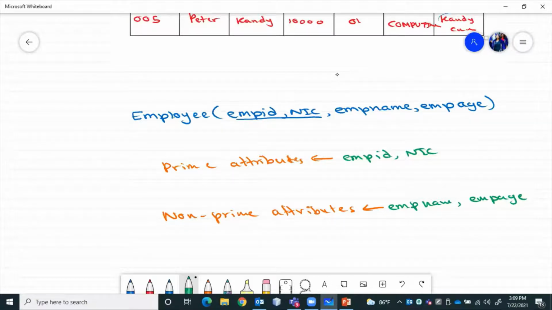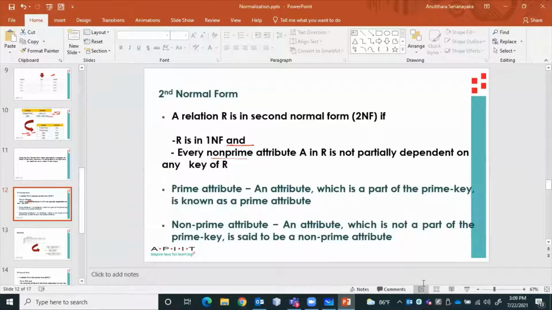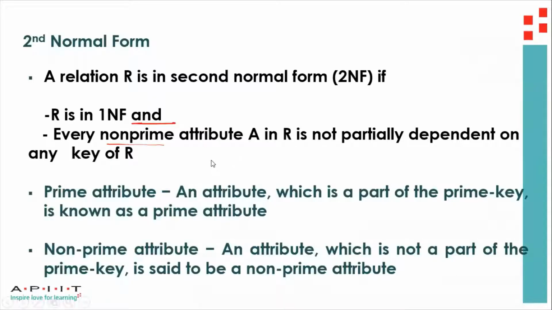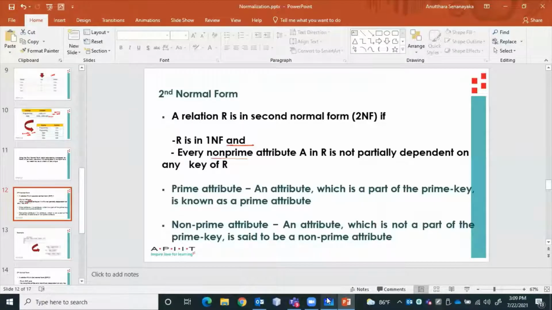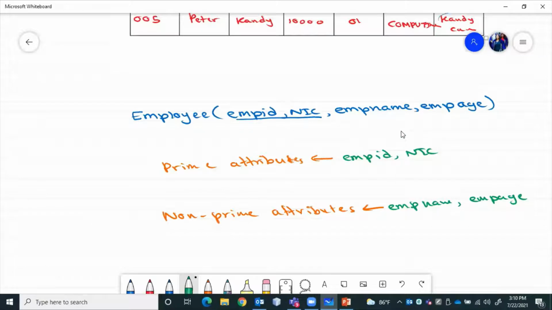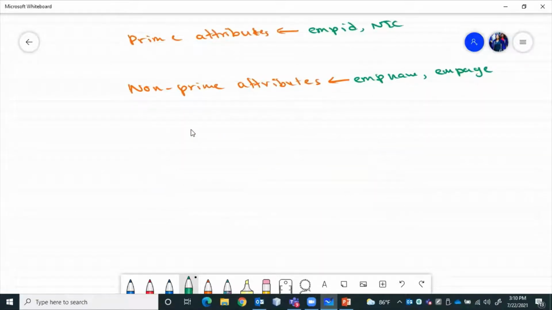So now we know about these two terms, prime attributes and non-prime attributes. Now we have that idea with us. Let's move back to the lecture slide. It says every non-prime attribute A in R is not partially dependent on any key of R. So now it is talking about the non-prime attributes, the attributes which are not participating in the primary key. Now let's see. We have an employee, a different one.